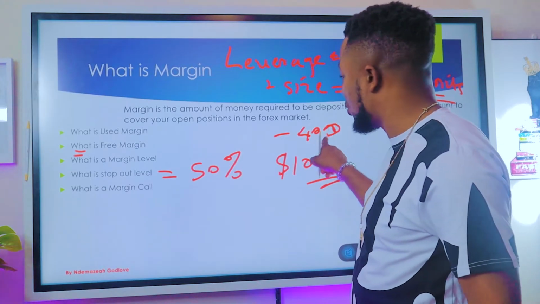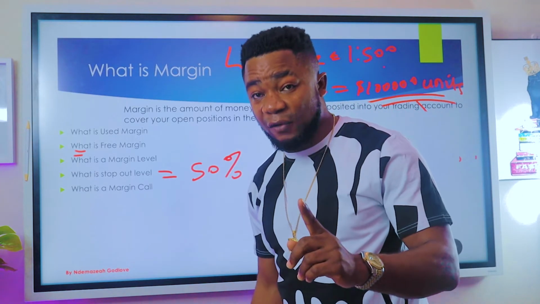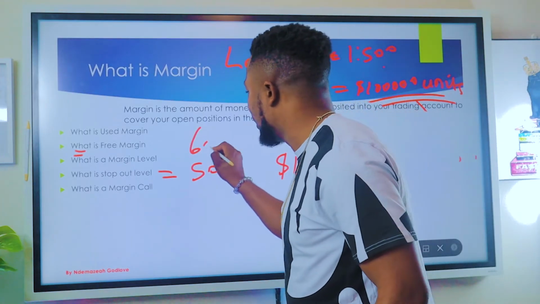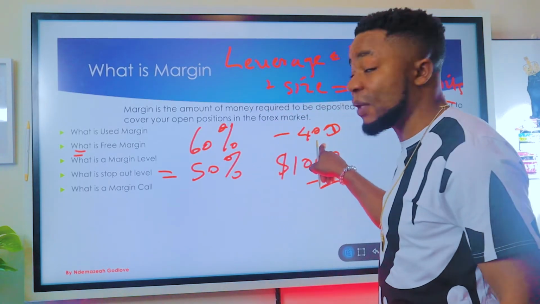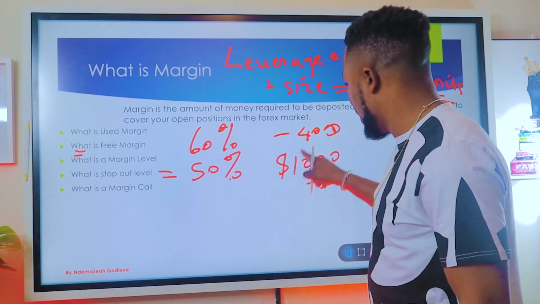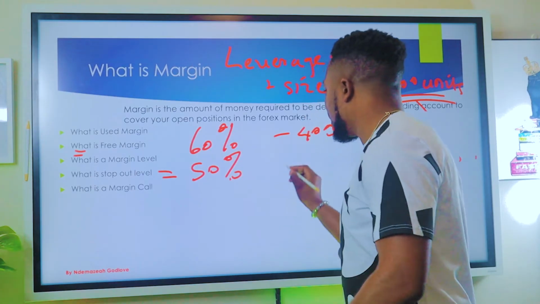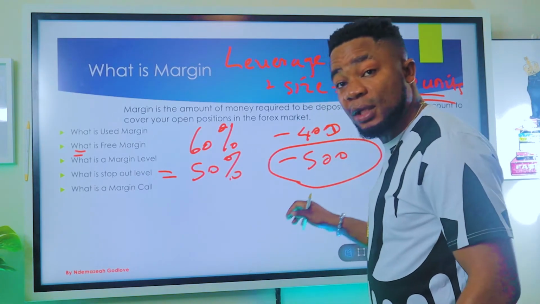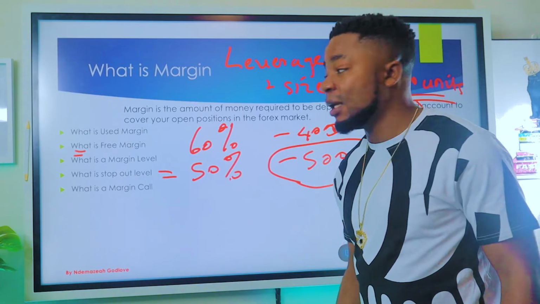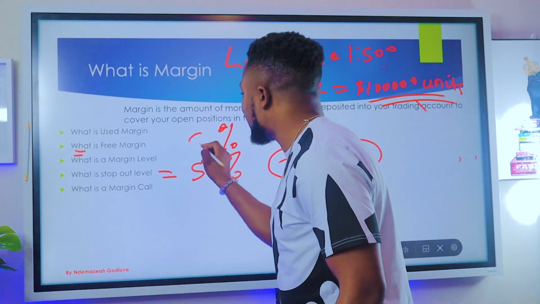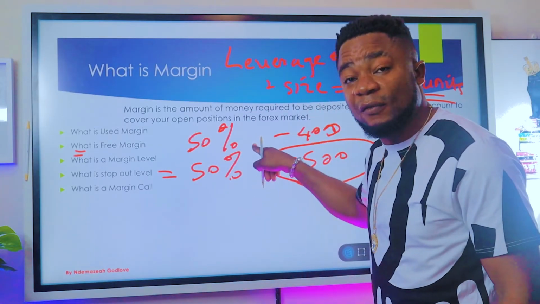If you're already down $400, it means you've already lost 40% of your account, so at that point your margin level will be 60%. Let's just say you keep on trading, you don't know what you're doing, and you lose another $100, and now you are down minus $500. At that minus $500, it means you've actually lost 50% of your account.